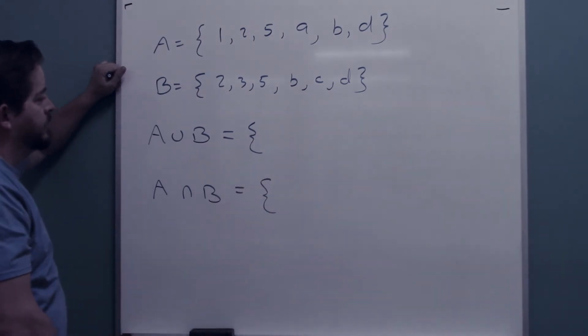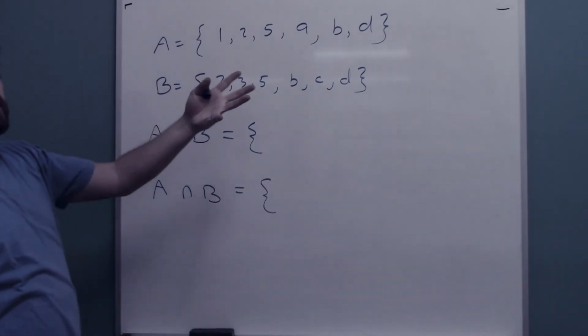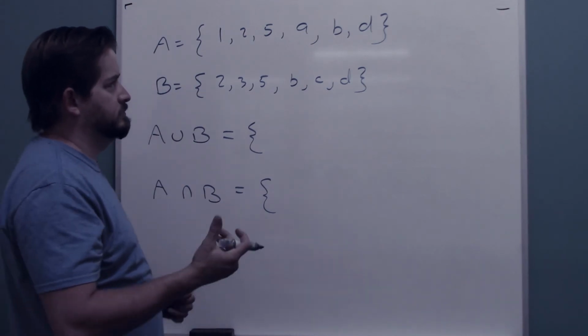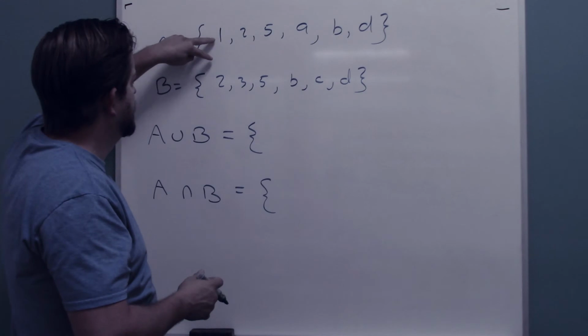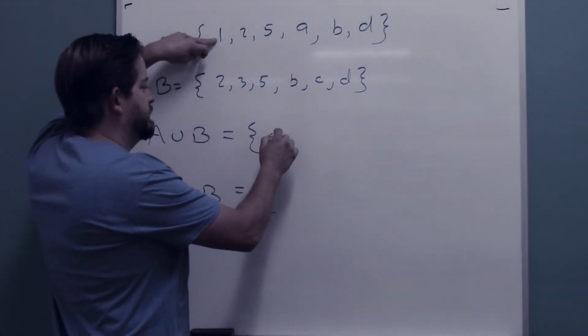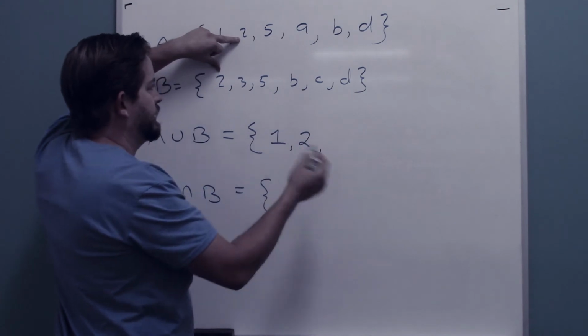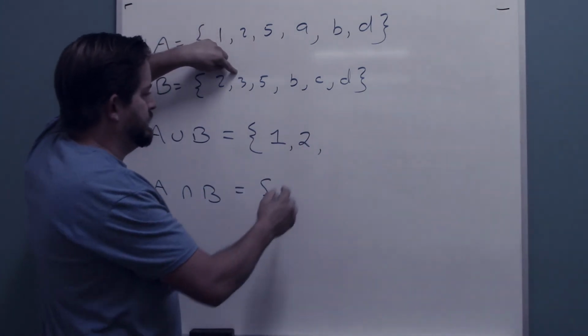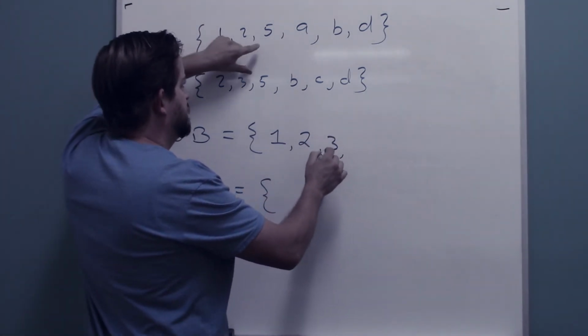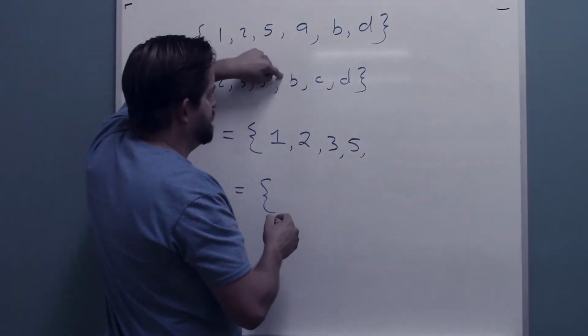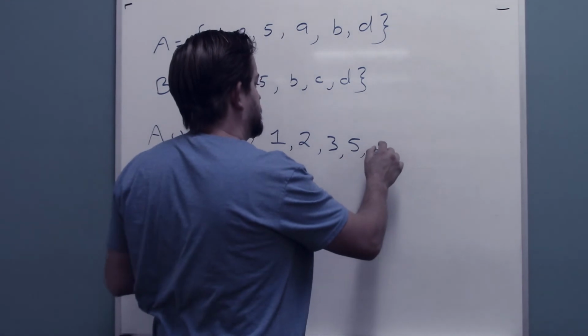Right. Well, A union B is just a list of everything, throw it into the barrel and eliminate duplicates, but that gives me a 1. I've got a 2, so I'll just write it once. I don't have to write it twice. There's a 3, so there's a 3. 5 appears twice, but again I write it once. There's an A, B, C, D.